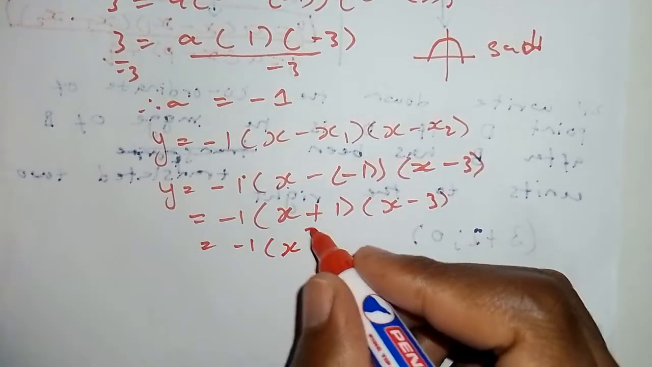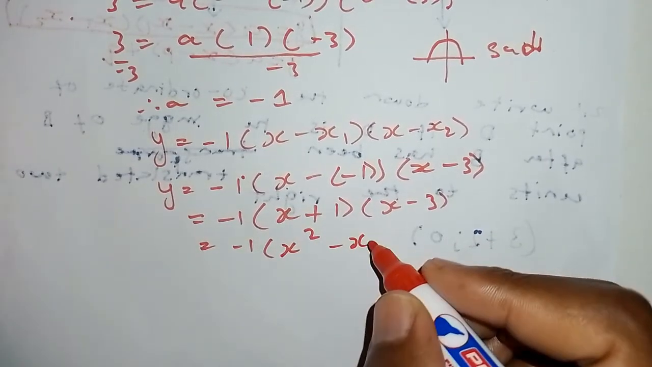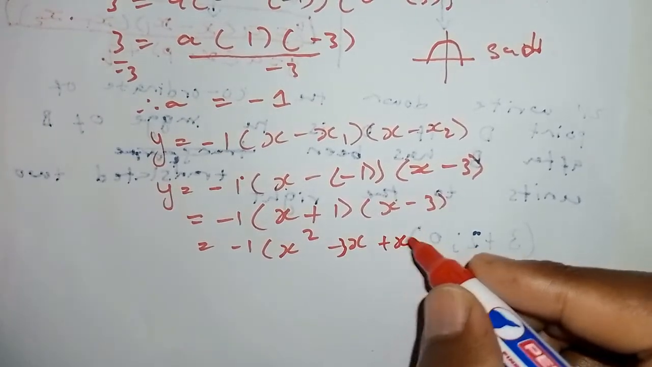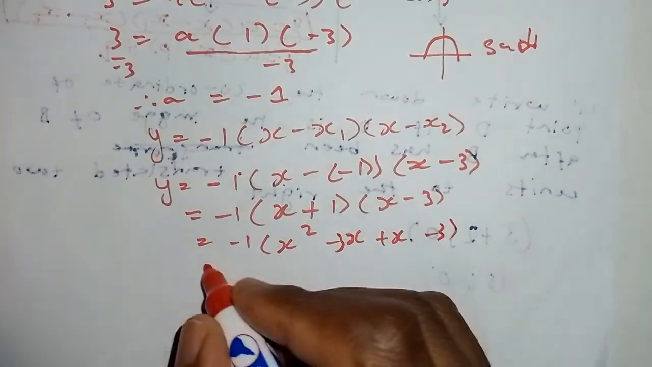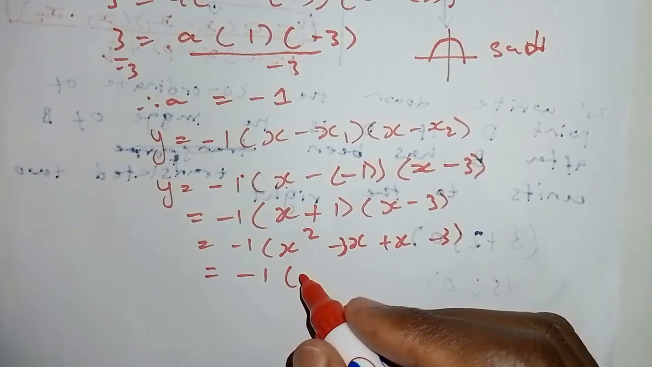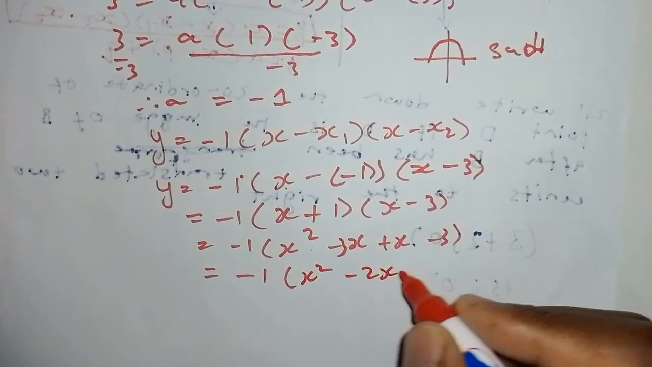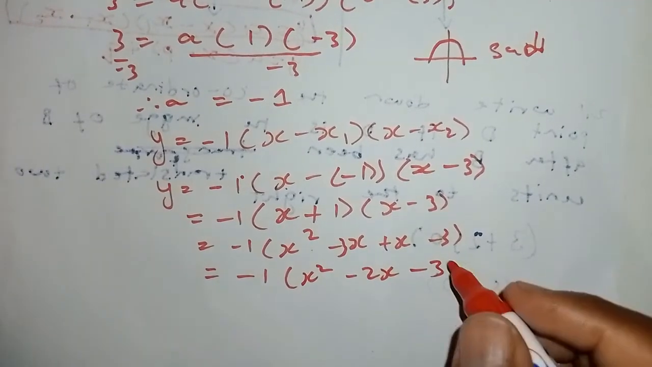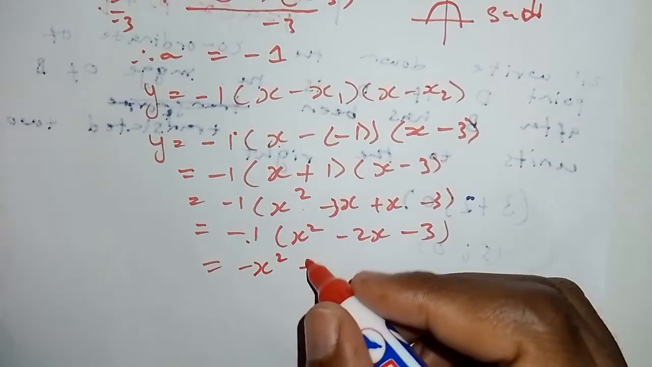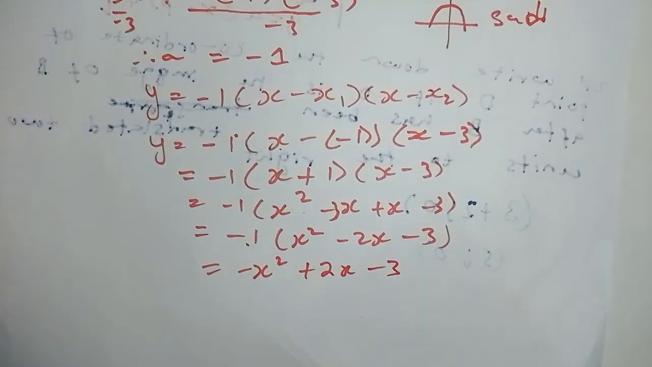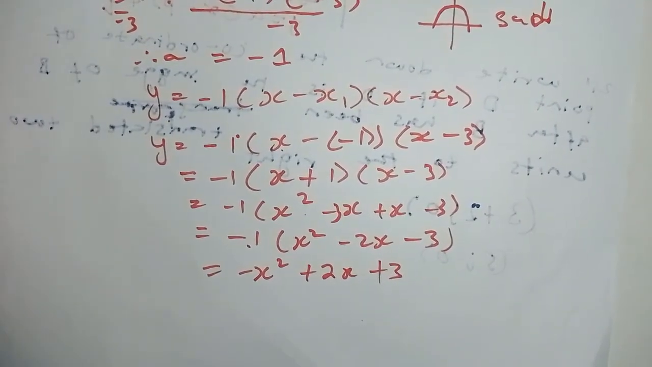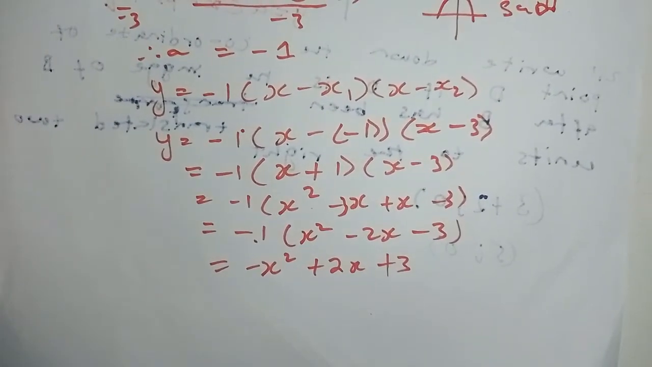This will give me minus 1 into this and that. It's going to be x squared. This and that, it will be negative 3x. Then this and that, positive x. This and that, negative 3, right? This will give me negative 1 into x squared minus 2x minus 3, right? And then this will give me negative x squared plus 2x plus 3. This is my equation. Now let's check the next question.